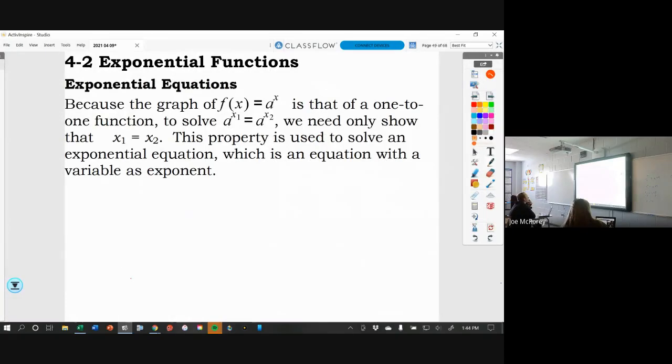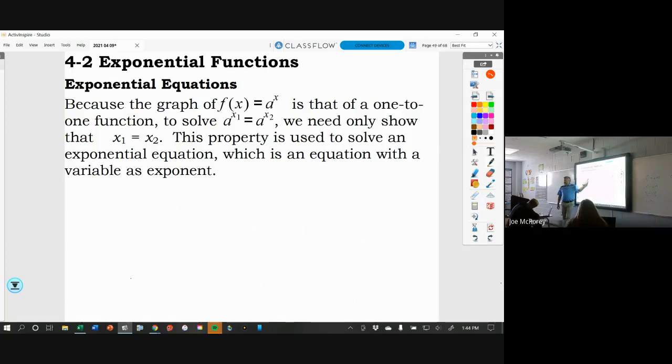Because the graph of f of x equals a to the x is a 1-to-1 function, if we had 2 expressions, a to the x sub 1 equals a to the x sub 2, notice those a's are the same, right? If a to the x sub 1 is equal to a to the x sub 2, the only way that could happen is if x sub 1 and x sub 2 are equal.